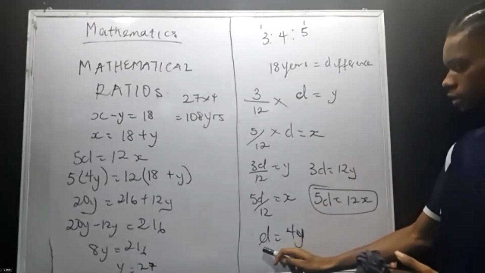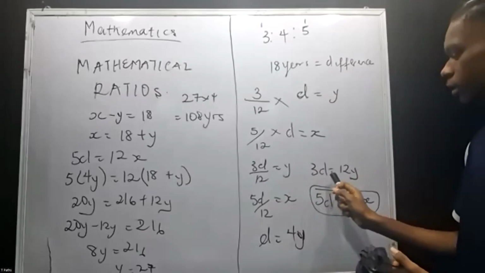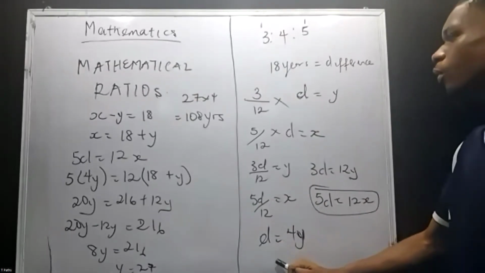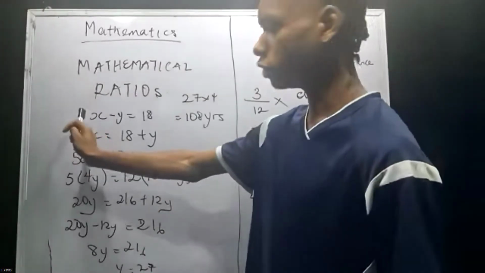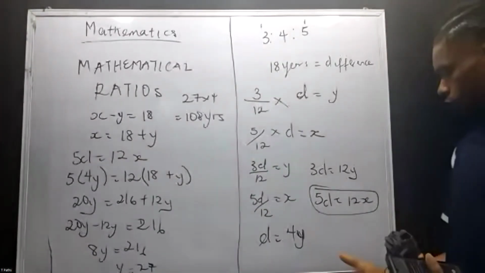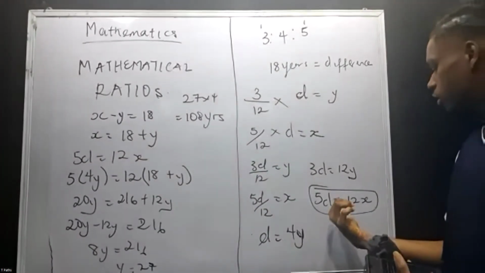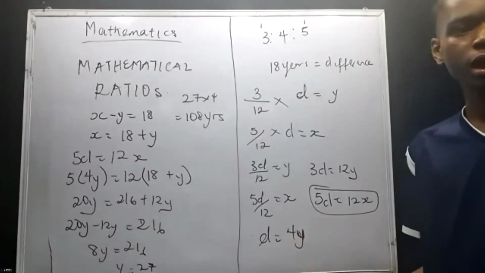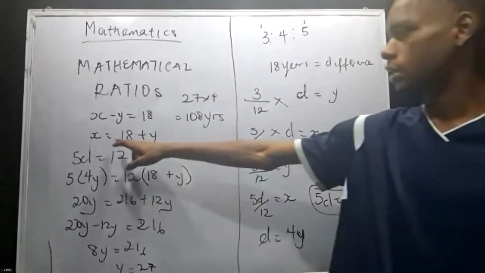From 3d equals 12y, I made d the subject of formula. I divided through by 3 to get d equals 4y. After getting d equals 4y, I also made x the subject of formula in the first equation: x is equal to 18 plus y. Then I have the third equation with d and x. So I simply substitute the value of d as 4y and the value of x as 18 plus y.